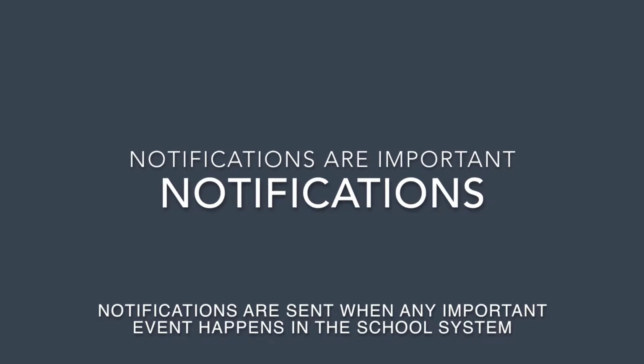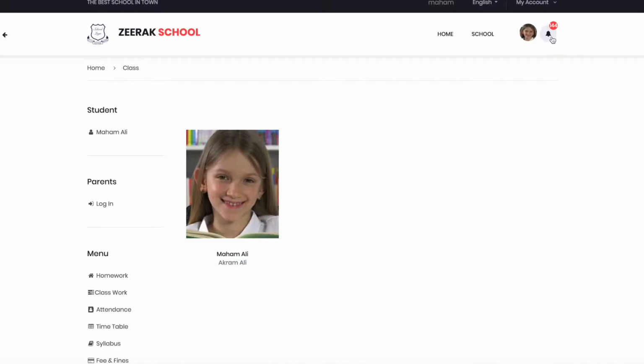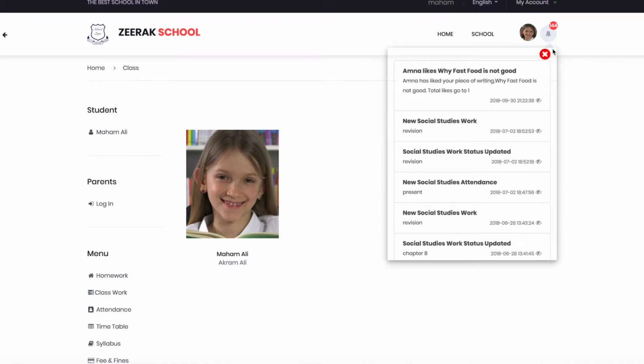Notifications are all important in any school or education system. When a student logs in, the student will see a bell icon near the top right corner, with a number in a small circle. The number represents the unseen notifications. When this bell icon is clicked, the notification area appears. These notifications can be scrolled up and down.